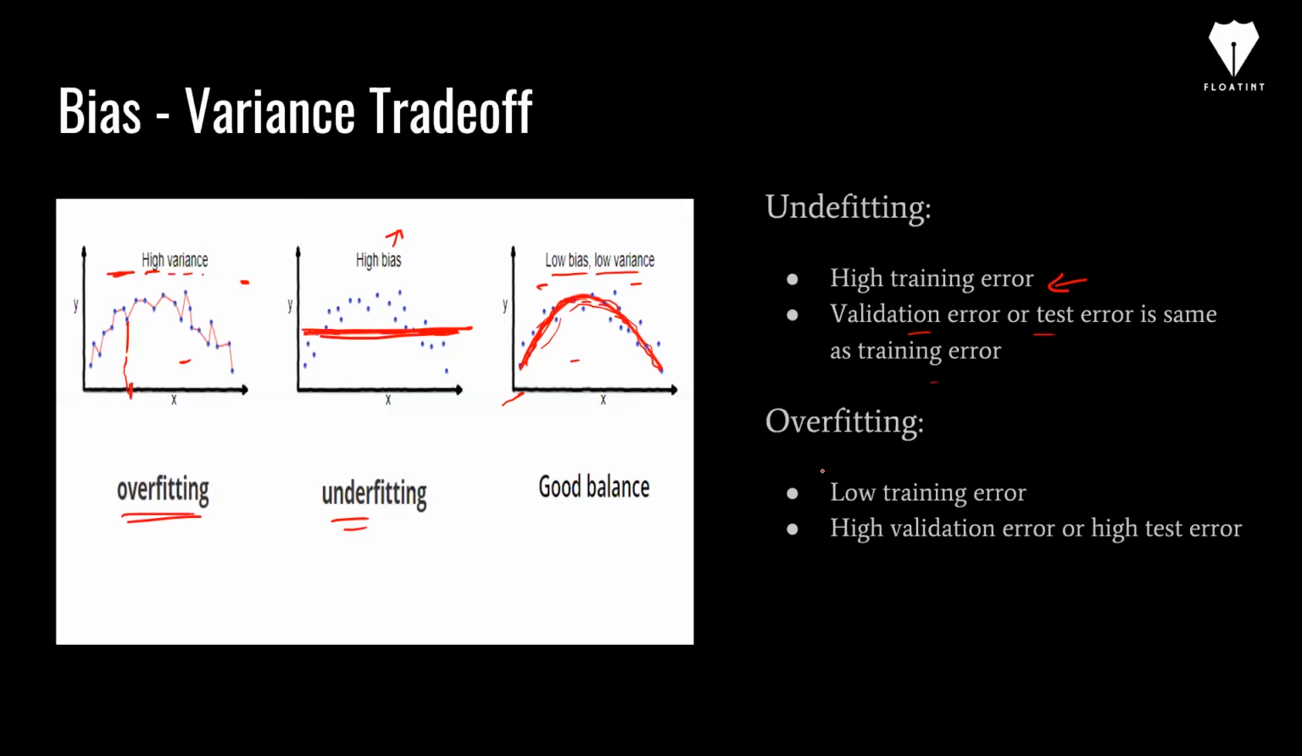In layman's terms, we can say that it is not catching all the information from your data, right? With overfitting, you are learning all the signals. So what will happen? You have low training error, but you have high validation error or high test error. So you have to go in between somewhere and find the good balance.